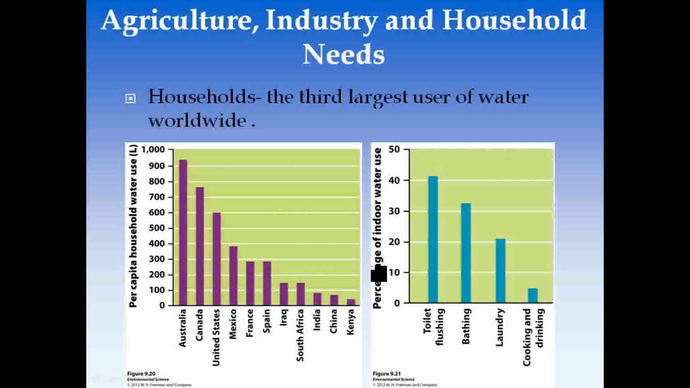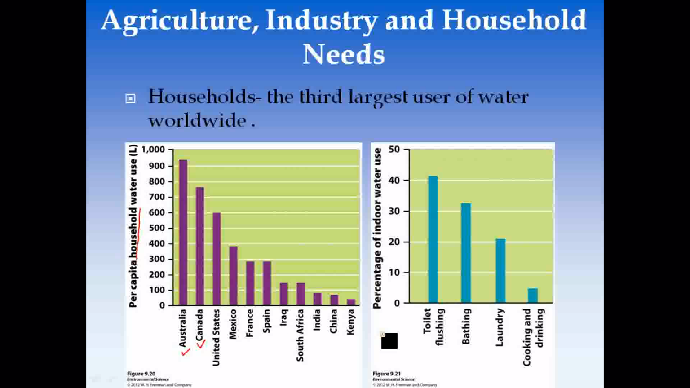Households. Municipal water is the third largest user of water worldwide. And these graphs show you, first of all, per capita household water usage. And you can see Australia is the worst, or the biggest user per person of water. Canada second. You know, these are countries that have plenty of water, and obviously they're not working very hard in the household to do any sort of conservation. We are third, and there are a lot of things that we can do about conserving water per person.